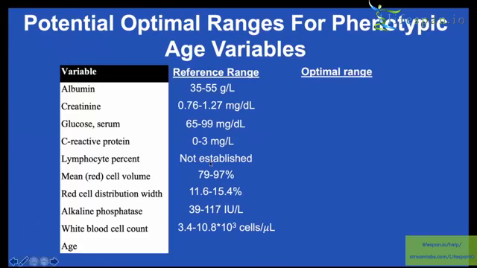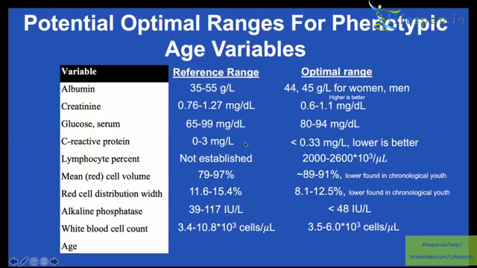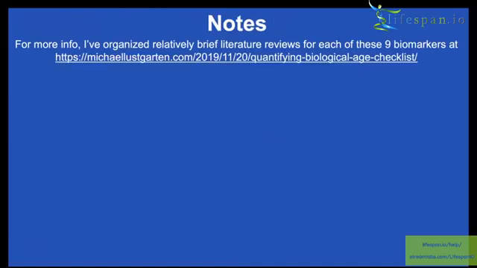As I mentioned, I posted all the reference ranges in the beginning, but after going through all the data, I'd suggest that everything I've put here, and we've talked about these numbers, could be considered potentially optimal ranges. If anyone's interested in more information about optimizing these variables, I have relatively brief literature reviews, but with more citations and references for each of these biomarkers, on my website.